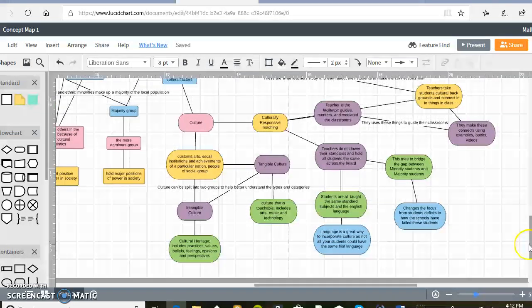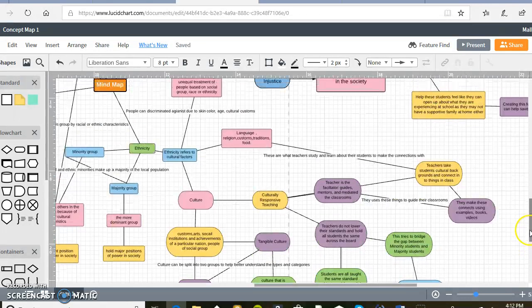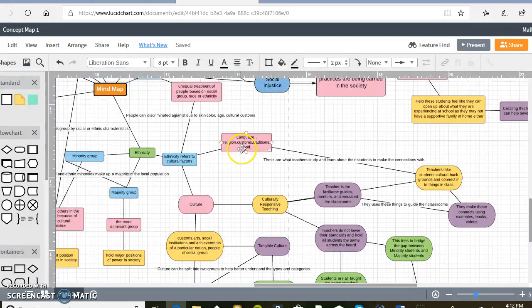And I also connected ethnicity and language, religion, customs, traditions, and food to culturally responsive teaching, because these things are ways you learn about your children to fully understand and be able to use their culture, religion, language to fully connect and understand and be able to teach or have an all-inclusive classroom where all your kids feel included.